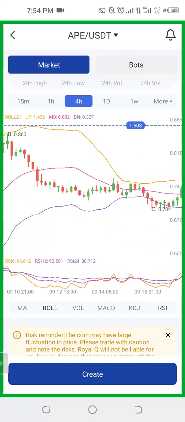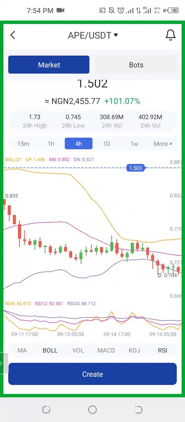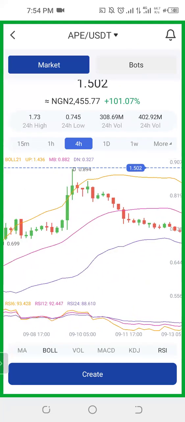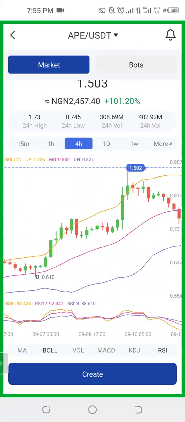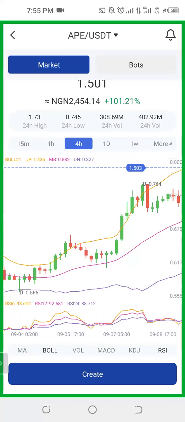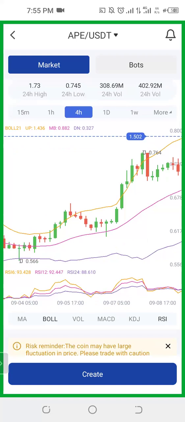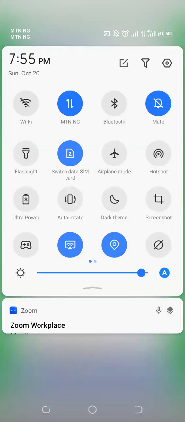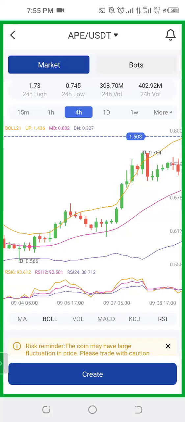The inverted hammer after a downtrend. Inverted hammer. I think the hammer is much more popular here. This is another hammer again. I saw another hammer here. It's another hammer here. Let me screenshot this one. I saw this hammer.